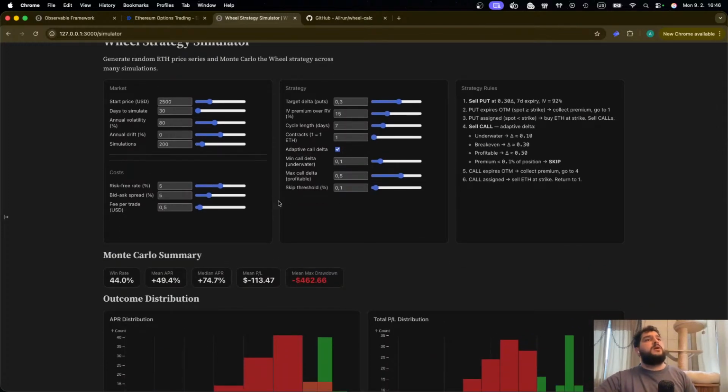So the idea was to adapt the delta on selling calls, and have a more aggressive, higher delta when we are profitable. As you can see here, now it moves from 0.1 to 0.5, and it's trading at 0.3 when it's break even, and when the premium is below 0.1% of the position, we just skip trades.